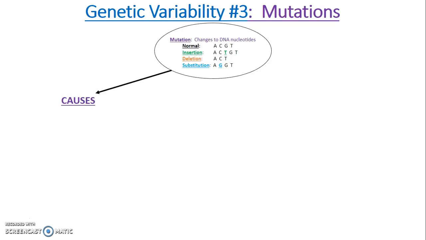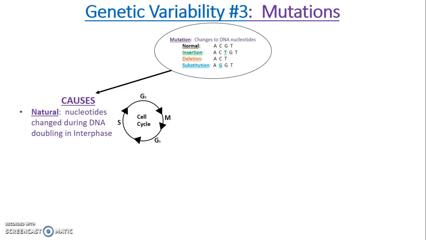Some causes of mutations. Mutations happen all the time. They happen naturally. As your DNA gets doubled, it gets copied during interphase. Remember our cell cycle, we learned this during mitosis. During the cell cycle there's a tiny area where mitosis actually occurs, but the rest of the time it's in interphase, preparing to go through mitosis. Part of that interphase is the S phase, meaning this is where DNA gets doubled. During that time, as DNA is replicated, it happens very, very quickly, which means mistakes are bound to happen. So there are mistakes happening to your DNA all the time.